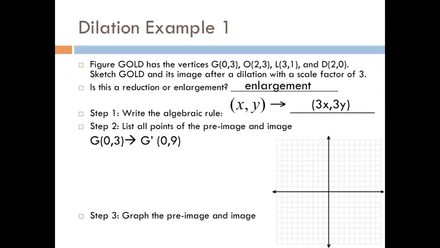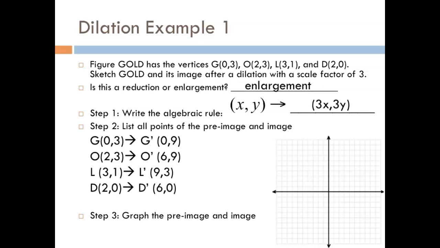So (0, 3) becomes (0, 9), (2, 3) becomes (6, 9), (3, 1) becomes (9, 3), and (2, 0) becomes (6, 0). So now we'll go ahead and graph both the preimage and the image.